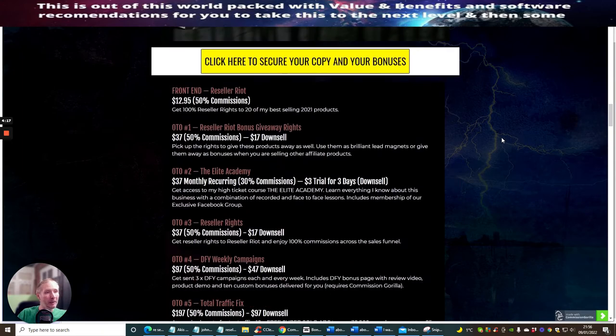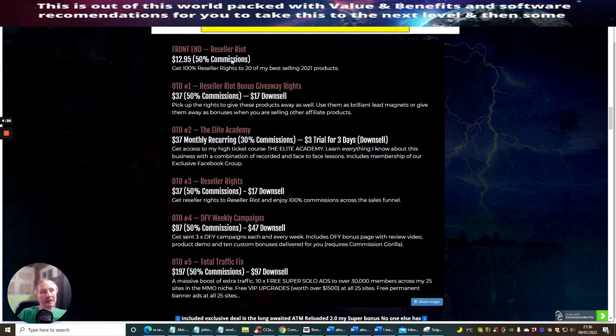I'm going to show you that on the funnel. So here we go, guys, here's the funnel right here. The front end for Reseller Rights is $12.95. You've also got the Reseller Rights bonus giveaway rights at $37, with a downsell of $17. And then you've got OTO2, the Elite Academy. Now, this is what I was telling you guys about. This is exceptionally good. This is $37 monthly recurring. Now, you might be thinking to yourself, well, hang on a minute, $37? Trust me, what you're getting in there is way worth what you're paying. That's all I can say. You're paying $37 monthly.